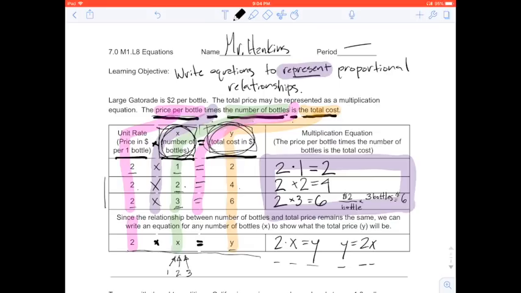And then if we wanted to say, we're going to buy 100 bottles, 2 times X, that's why we don't use a multiplication sign for this. 2 times X equals Y. We could say for 100 bottles, 2 times 100 equals 200.